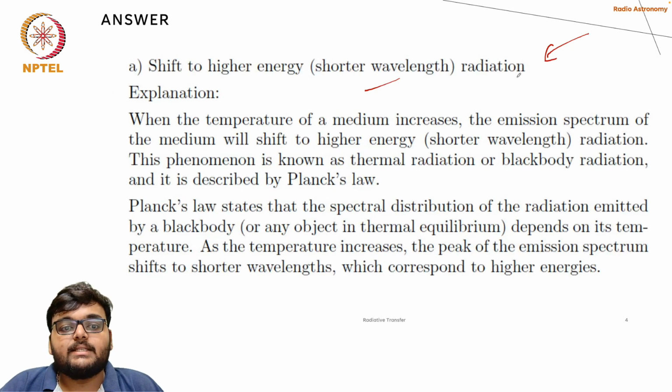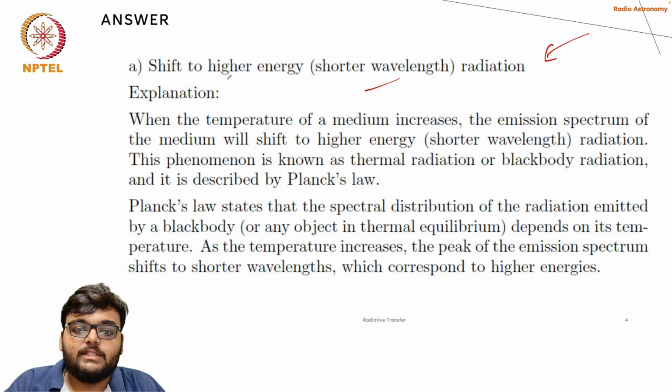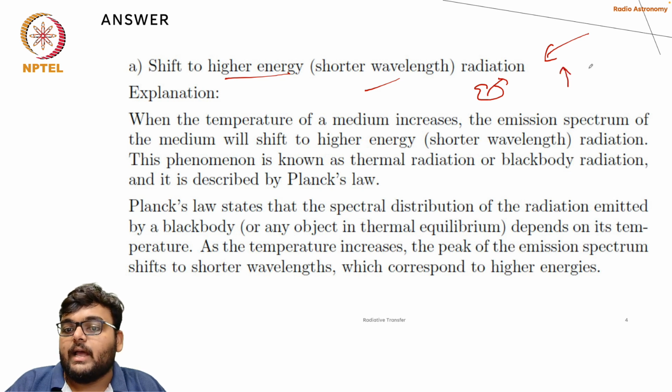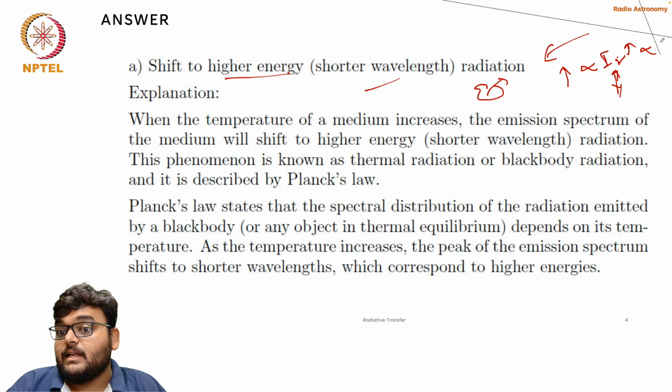So the correct answer is A. The emission shifts to higher energy, shorter wavelength radiation. If a system's temperature increases, you have studied Planck's black body radiation, so due to Planck's law, what will happen? Since the temperature increased, the intensity will increase, and also the wavelength will decrease, because intensity has an inverse relation with wavelength.